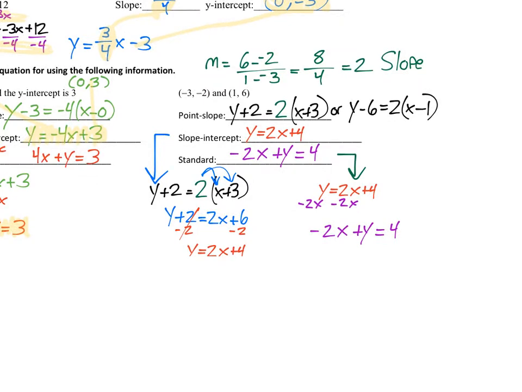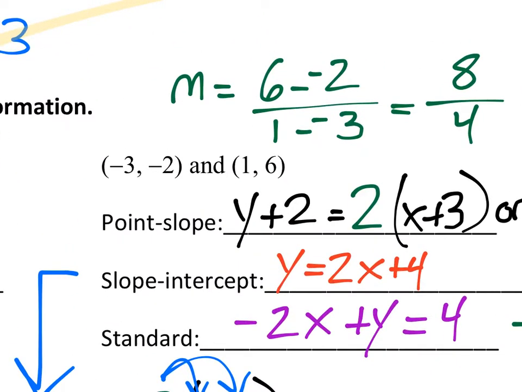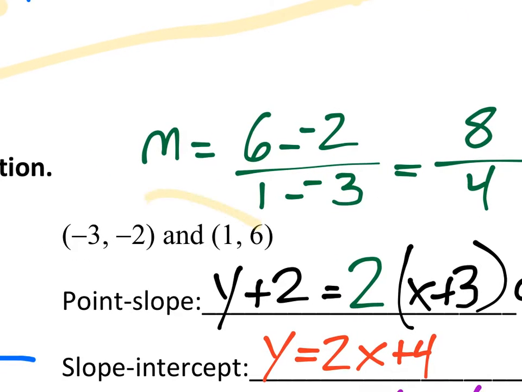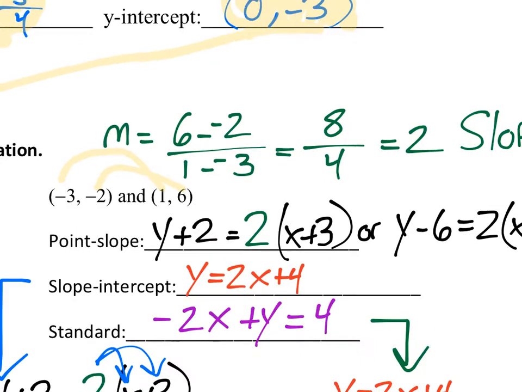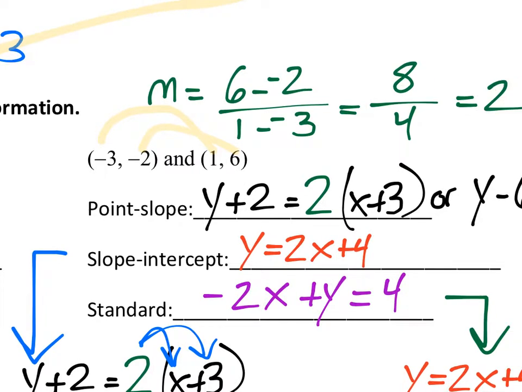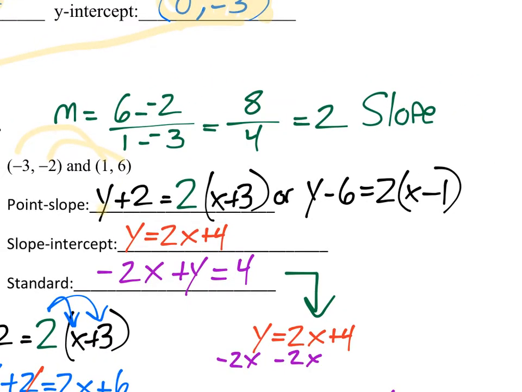Moving ourselves over here. This time they didn't tell us slope or y-intercept, so we use our slope formula of taking y2 minus y1, then x2 minus x1 to find our slope of 2. Set it up into point slope using either coordinate point, right? You can use either coordinate point.